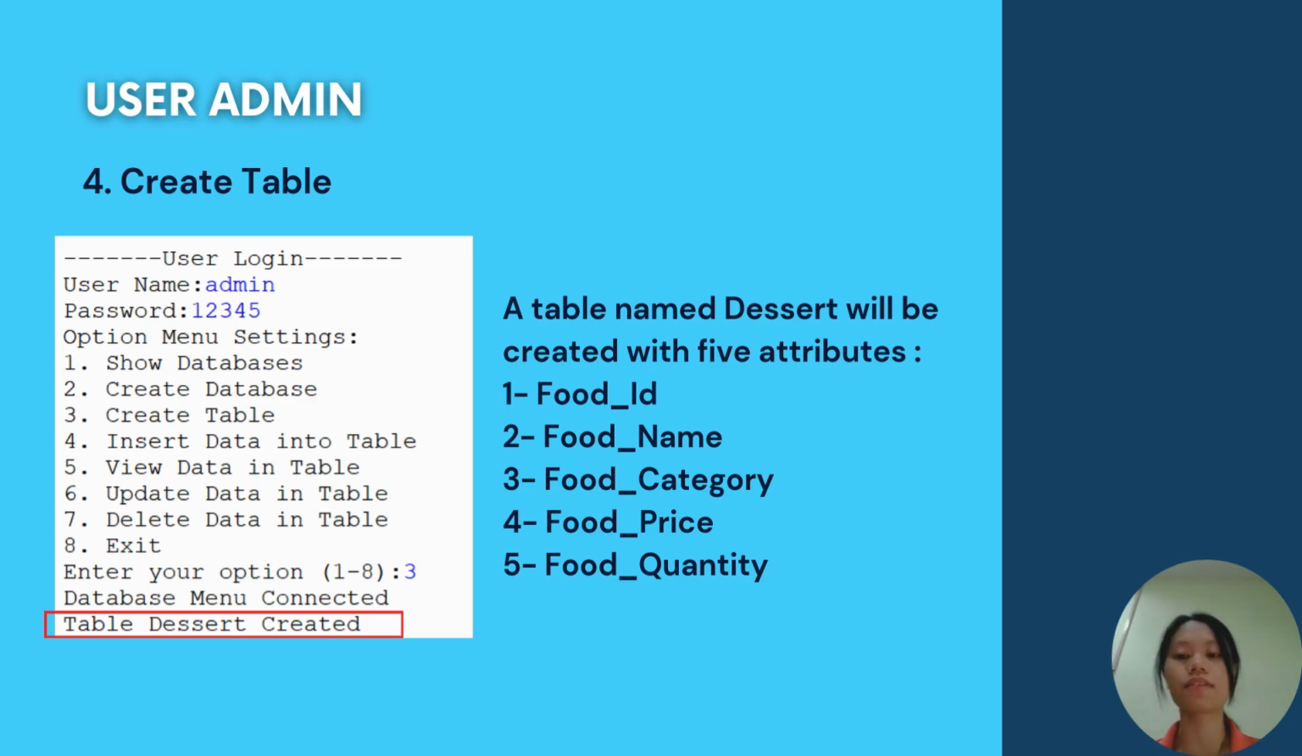After the database has been created, we have to create the table to store the data. So from here, we enter option number 3, and it shows that the table dessert is created. Because this is a table about the food system, we enter the data into the table dessert. There are five attributes within this table, which are food ID, food name, food category, food price, and also the food quantity.